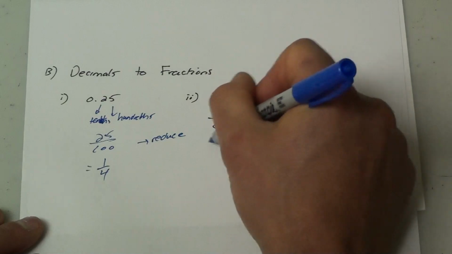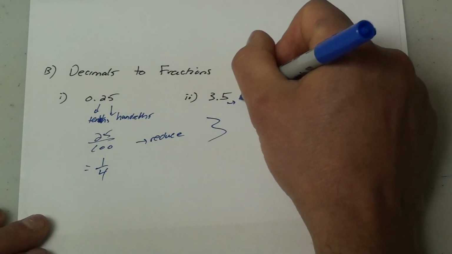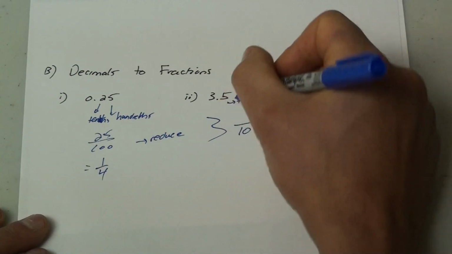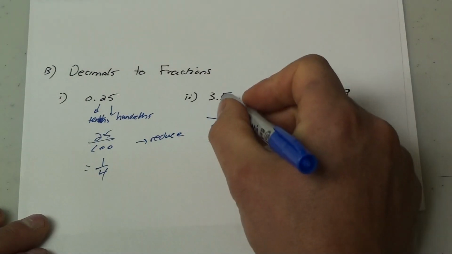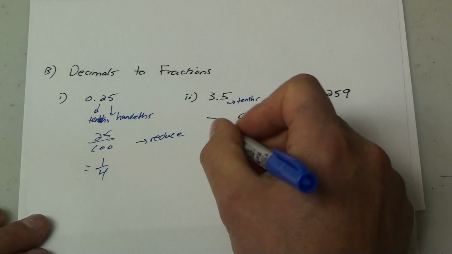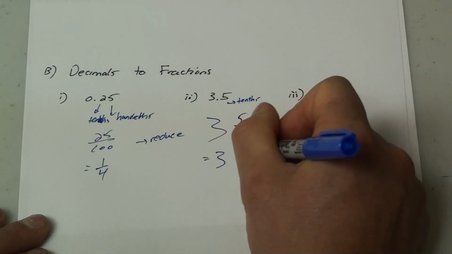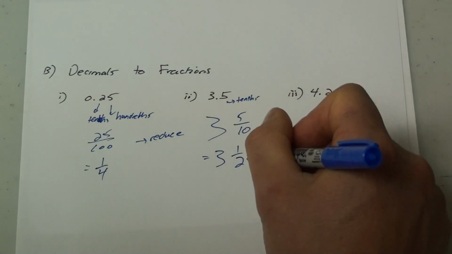3.5. So you have the 3 and then the 0.5. That one's only gone over to the tenths, so I can put it over 10. And I have the 5 over 10 from the 0.5. So I have 3 and 5 tenths, which can be reduced down to 3 and 1/2 by dividing both top and bottom by 5.